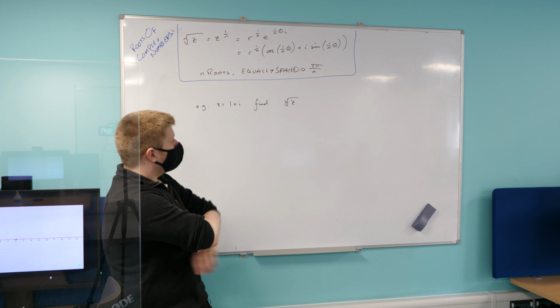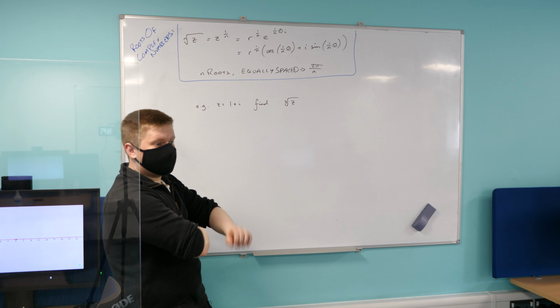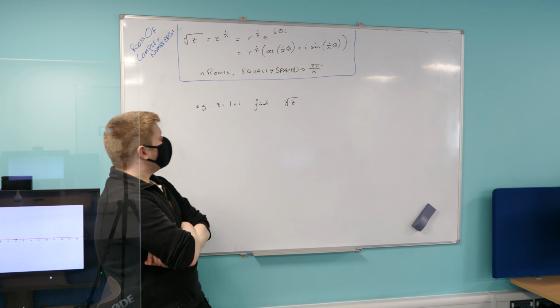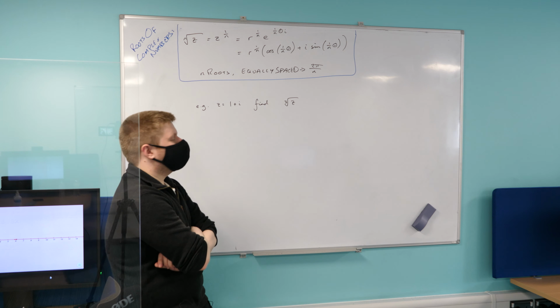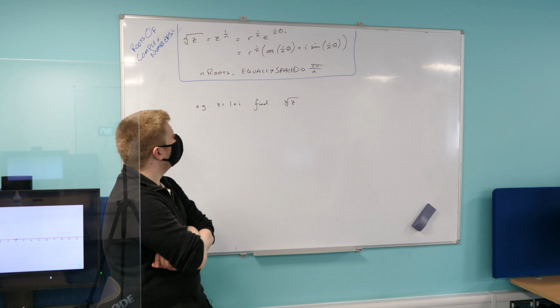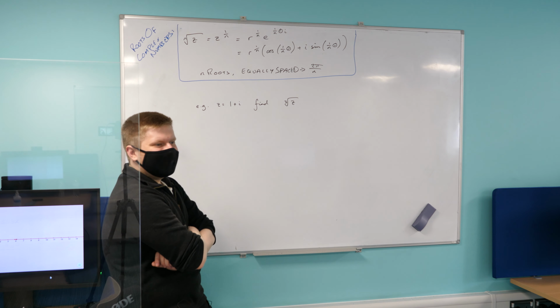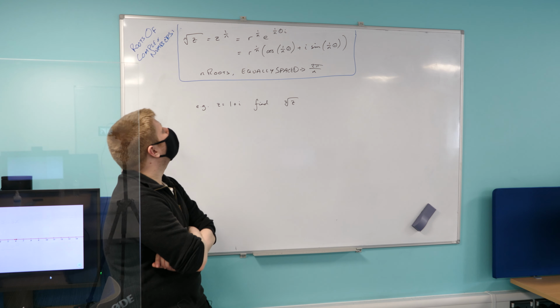Cool, shall we have a look at an example then? So now we've understood the idea of taking roots of complex numbers. Let's try this one. I've got my favourite complex number on the screen, 1 plus i. Can we find the cube root of z?